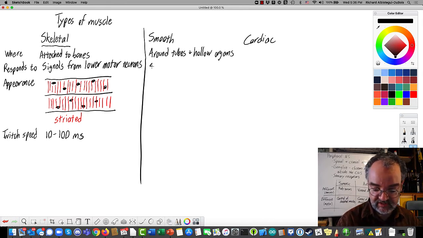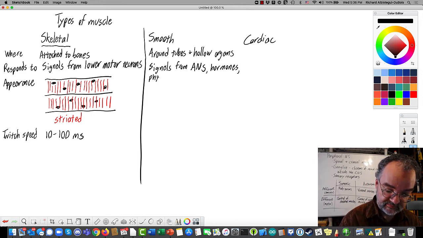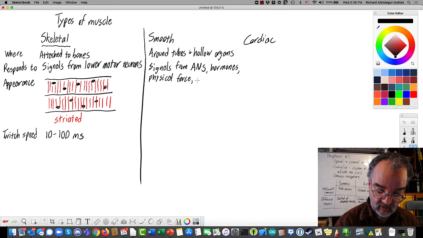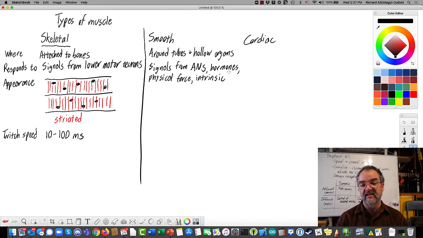It responds to signals from the autonomic nervous system, that's the ANS, changes in hormones, physical force, like being stretched or poked will cause it to contract. Also, intrinsic activity, meaning sometimes smooth muscle triggers its own contraction. It doesn't wait for a signal, it just does it on its own. Sometimes on kind of a timer, which we'll talk about when we get to smooth muscle.